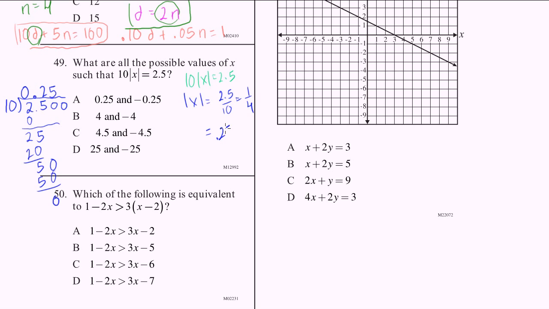So it's 0.25. The absolute value of x is equal to 0.25. Now, that tells us that x, what are the two values for x? X could definitely be equal to 0.25, because the absolute value of 0.25 is 0.25. Or, what other number, when I take its absolute value, is 0.25? Well, it could be minus 0.25. If I take the absolute value of minus 0.25, I also get 0.25. So my two choices are 0.25 or minus 0.25, and that is choice A right there.